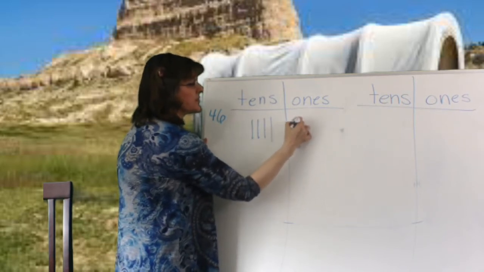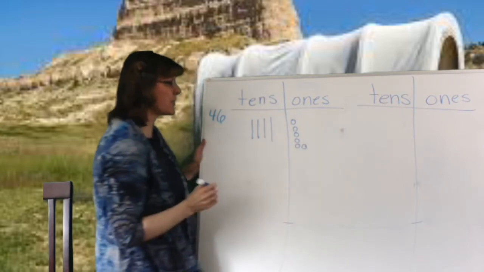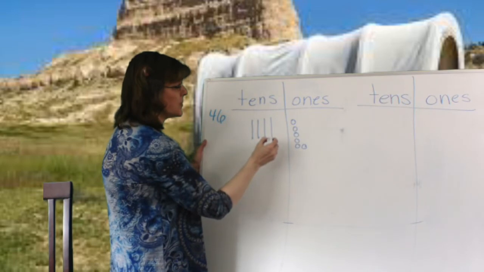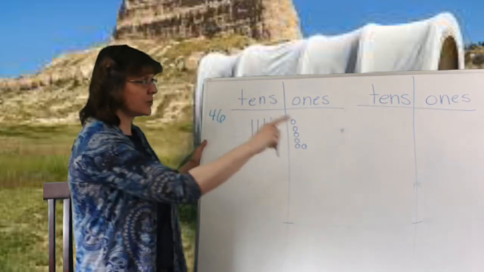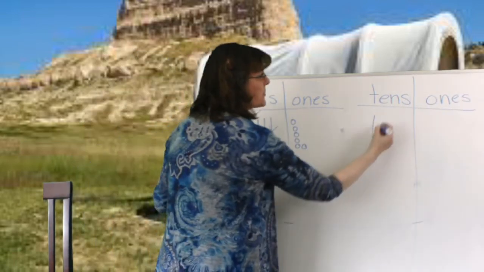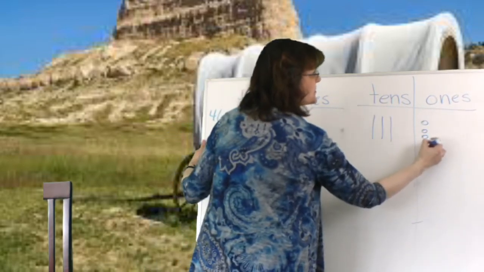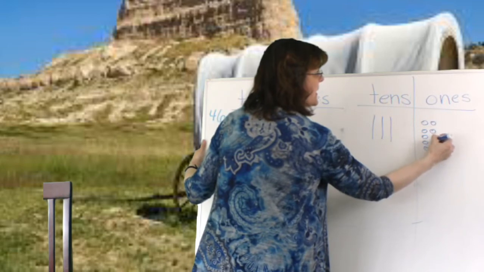And remember how we do it like a 10s frame. We have 5 and 1 more. That's one way to show 46. Now I'm going to take one of these sticks and I'm going to break it apart. So now I only have 3 10s here. And now I broke apart one of those sticks into a set of 10.